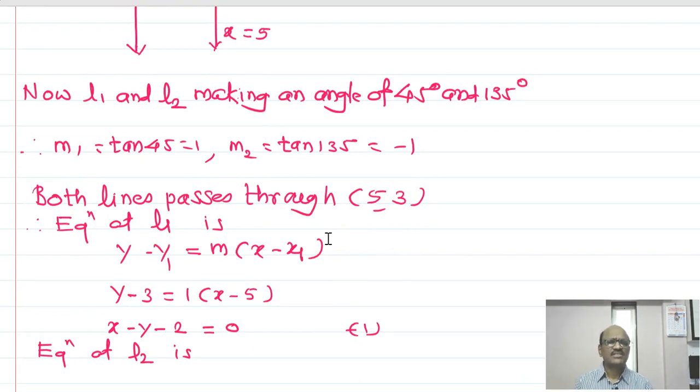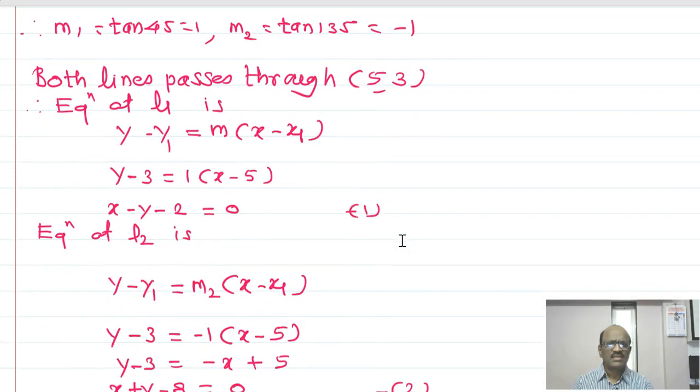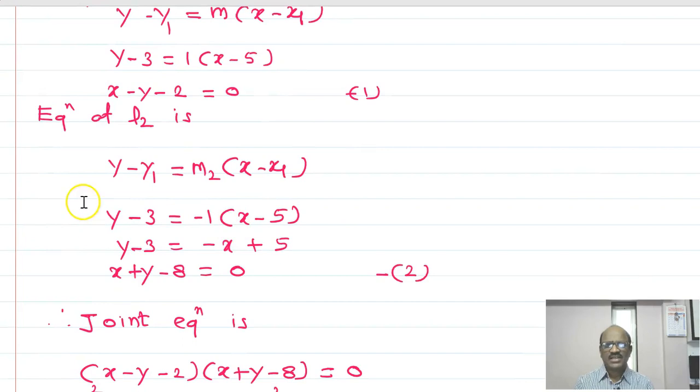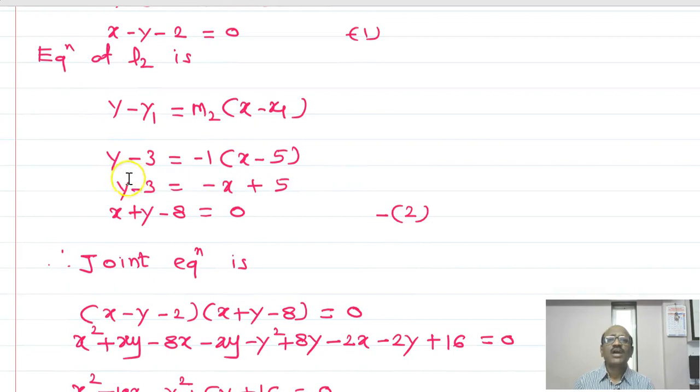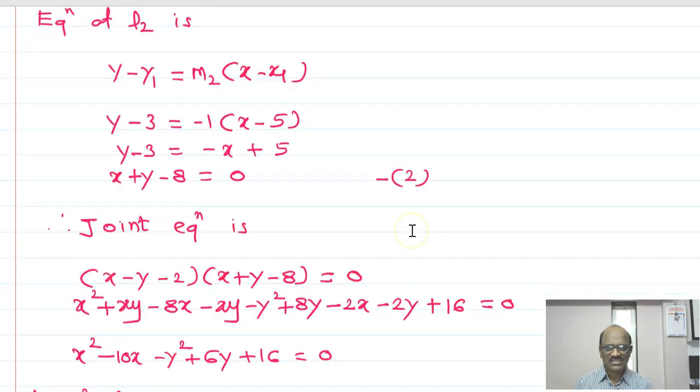Therefore, the equation of the line L1 is y minus y1 is equal to m times x minus x1, and after substituting the values, that is y minus 3 is equal to 1 in bracket x minus 5, and after simplification you will get x minus y minus 2 is equal to 0. This is equation number 1. For the equation of the line L2, that is y minus y1 is equal to m2 in bracket x minus x1, and that is y minus 3 is equal to minus 1 in bracket x minus 5, and after simplification you will get x plus y minus 8 is equal to 0. This is equation number 2.